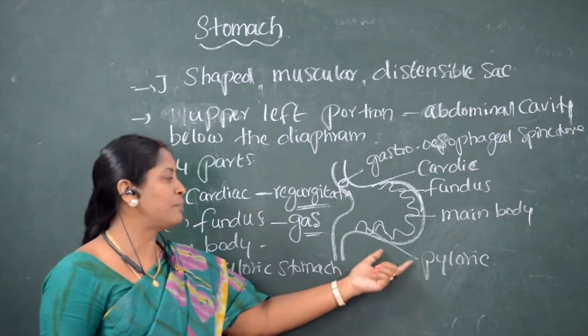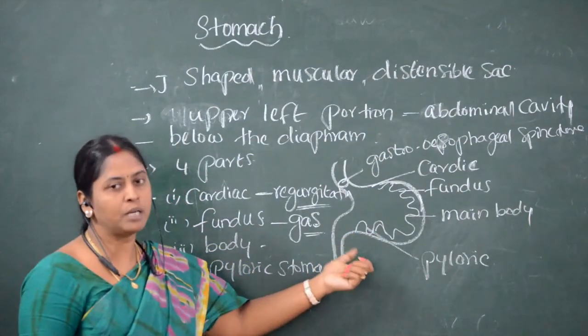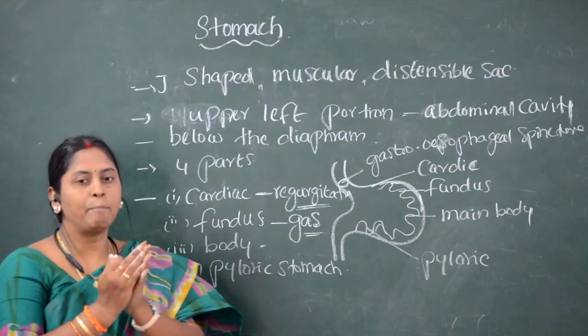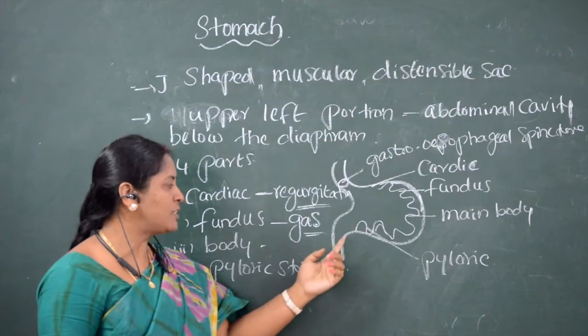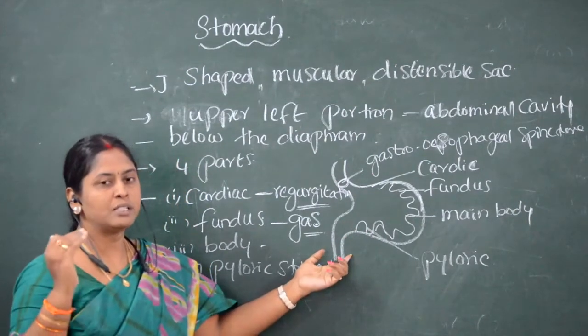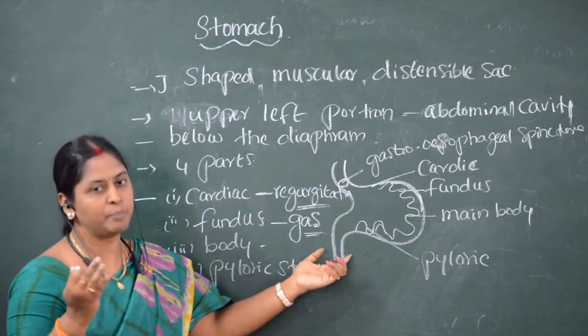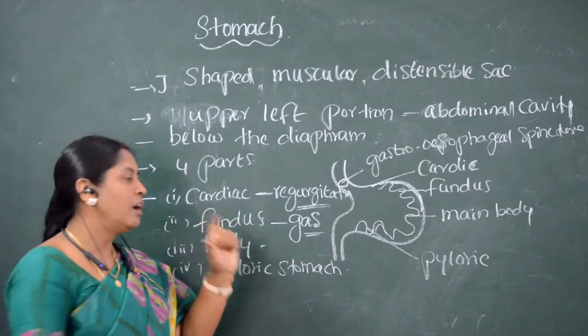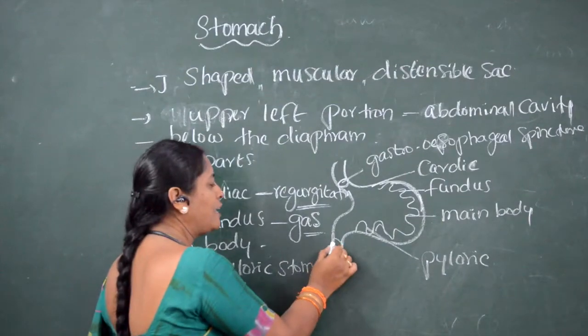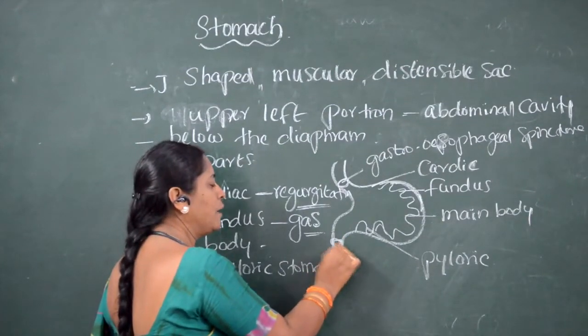The pyloric stomach is present near the duodenum, which is a part of the small intestine. The pyloric stomach opens into the duodenum through a sphincter called the pyloric sphincter, which is present between the pyloric stomach and the duodenum.